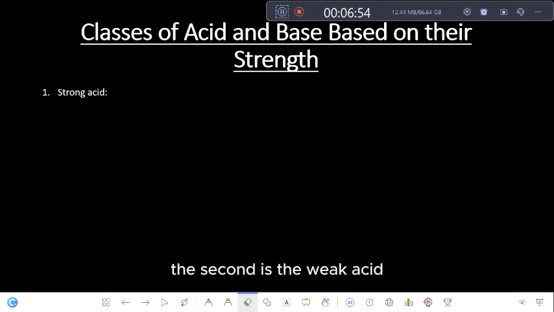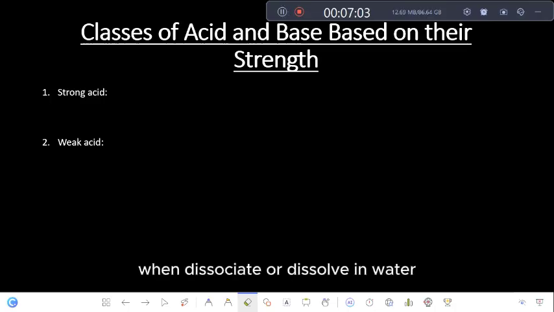The second is the weak acid. A weak acid is a substance that, when dissolved in water, produces hydrogen ions but is only partially dissociated. So there's no complete ionization; in the case of a weak acid, there is partial dissociation.